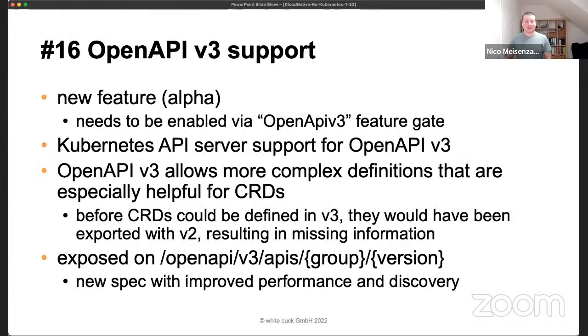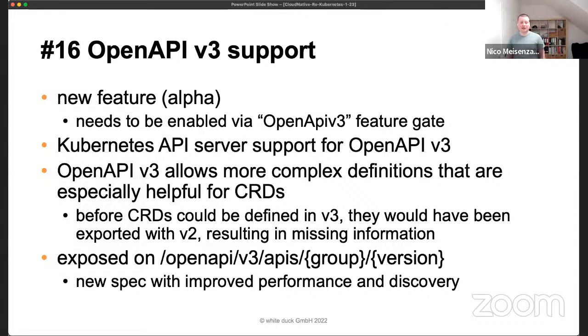So next one is OpenAPI v3 support. So far the Kubernetes API used OpenAPI version 2. Now we're getting version 3 support if you would like to. This is also a new feature, so in alpha, and if you would like to use it, you will have to enable it with the OpenAPI v3 feature gate on all components.